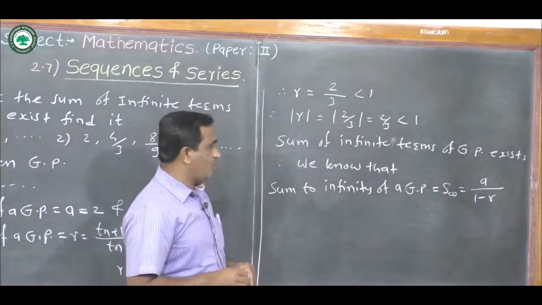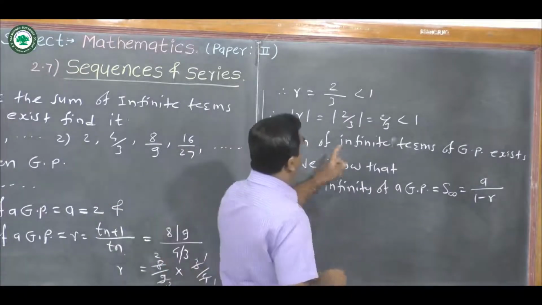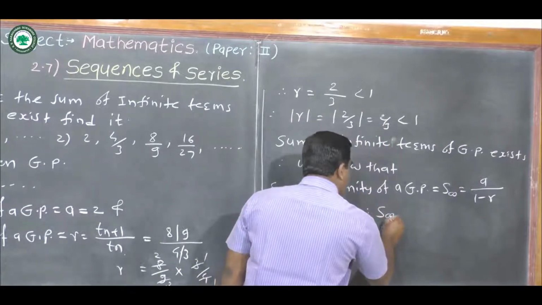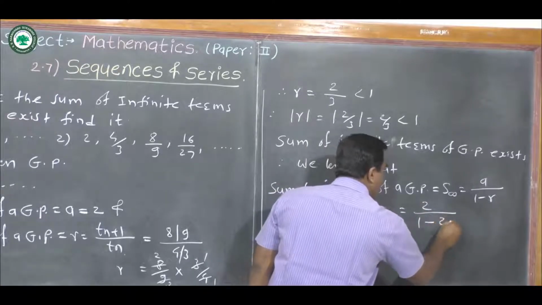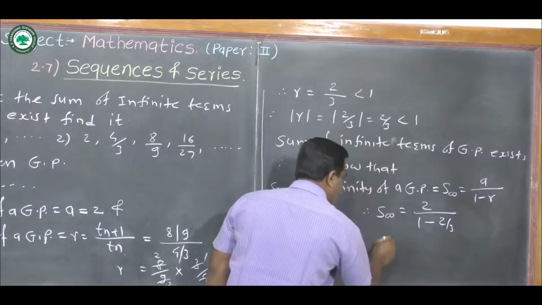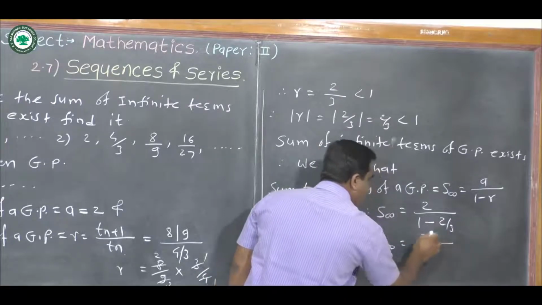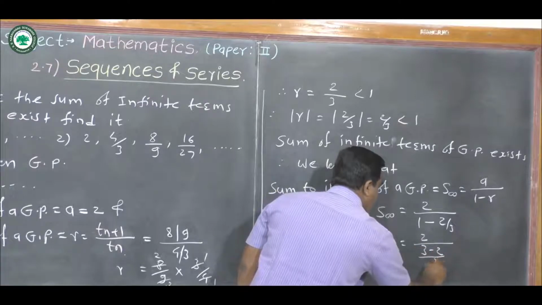Now here also put the values of A and R. A is equal to 2 and R is equal to 2 by 3. Therefore S infinity is equal to 2 upon 1 minus R, meaning 1 minus 2 by 3. That is, S infinity is equal to 2 upon, taking the subtraction of these two terms, 3 minus 2 upon 3.